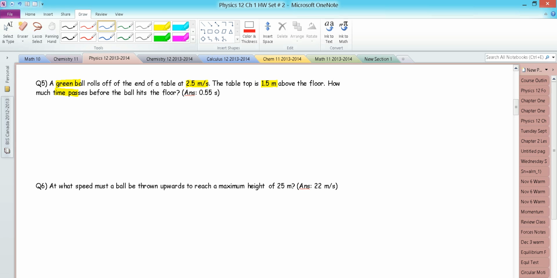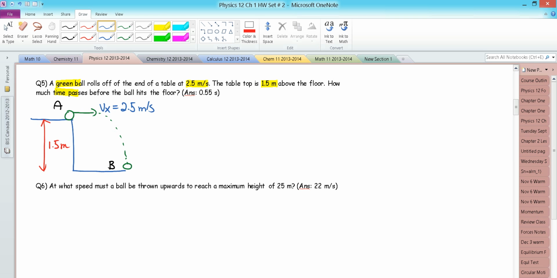All right, so for this problem, I'm going to start by drawing a picture. I have a green ball at the top, and it's going to roll off, and basically it's going to hit the floor. So I start at position A, and I finish at position B. I have a vertical distance of about 1.5 meters, and it rolls off the table at 2.5 meters per second. So this is actually going to be my horizontal velocity, or my horizontal speed, which is 2.5 meters per second.